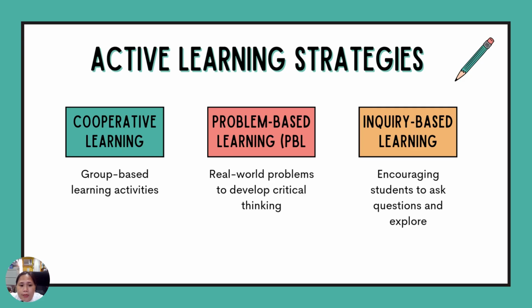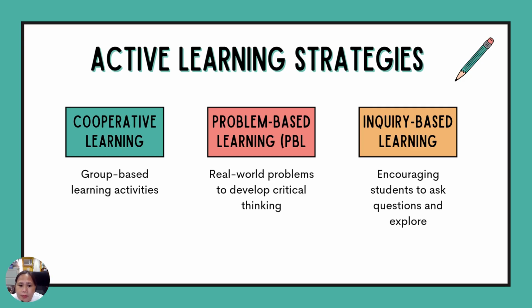So supposing in the biology class, the topic is ecosystems and food webs. For cooperative learning, the teacher might divide students into small groups, and each group is assigned a different biome. Example: rainforest, desert, and ocean. So they will be working together to research and create a food web diagram, which they will present to the class.